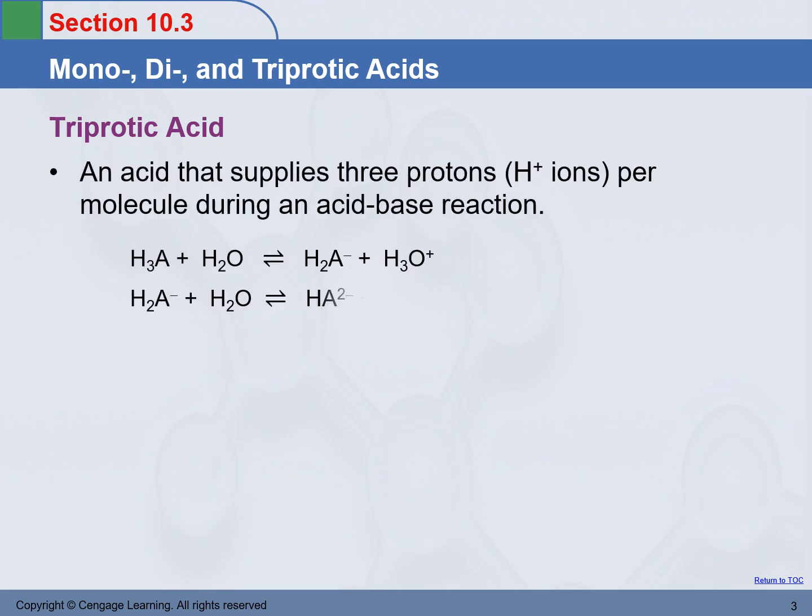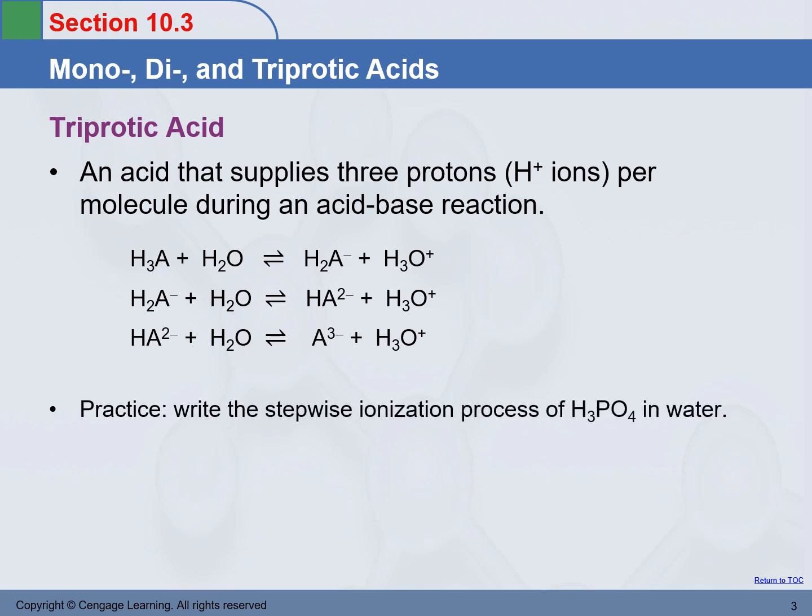Here we go. This is a generic representation of the ionization process for a triprotic acid. 3 steps, 1 proton at a time. Let's practice the stepwise ionization process for the triprotic acid, phosphoric acid. I started it for you. Pause the video, complete the whole process. There should be 3 equilibriums, 3 steps. Once you're done, unpause the video to check the answer key.